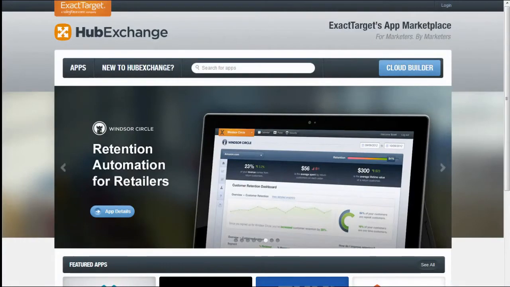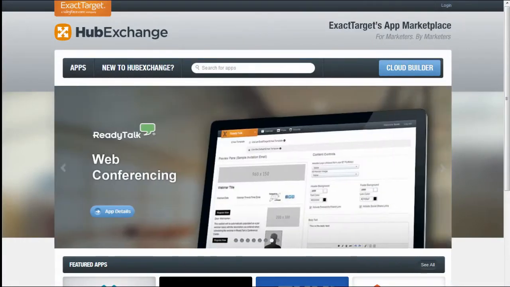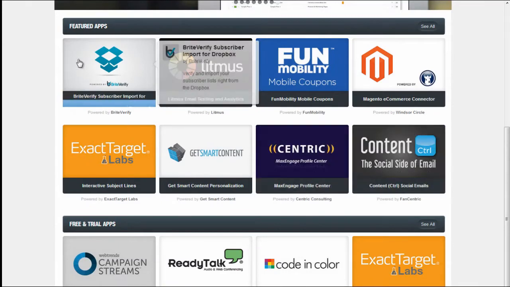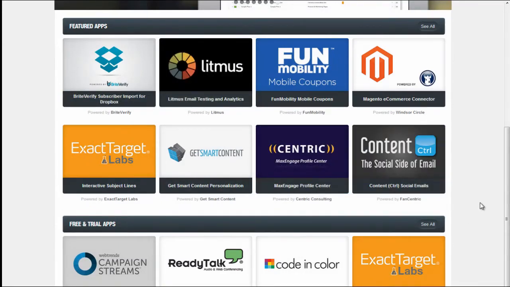We're looking at ExactTarget's HubExchange here, which is its marketplace. HubExchange is less than a year old, so it was launched in July 2013. It's a pretty recent addition. It has fewer apps than Marketo's Launchpoint, with around 79 listed. So if we come down to here, we've got featured apps, and there's around 79. However, there is a greater percentage that are actually integrated with ExactTarget, so it does have that one up on Marketo.